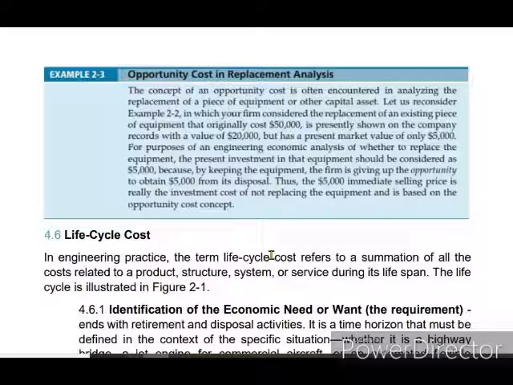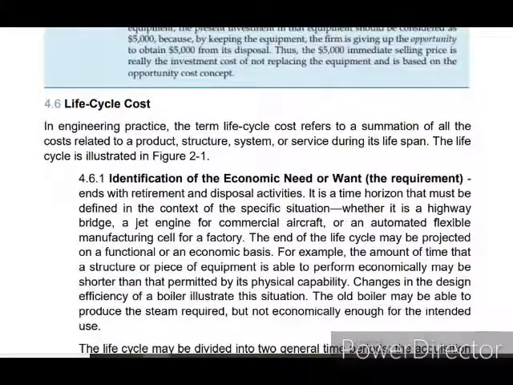Okay, so it is the opportunity cost. It results from the decision of the company. Thus, the 5,000 immediate selling price is really the investment cost of not replacing the equipment and is based on the opportunity cost concept. Okay, so next, let's go to 4.6, life cycle cost.